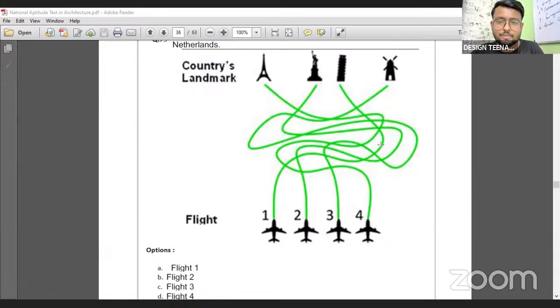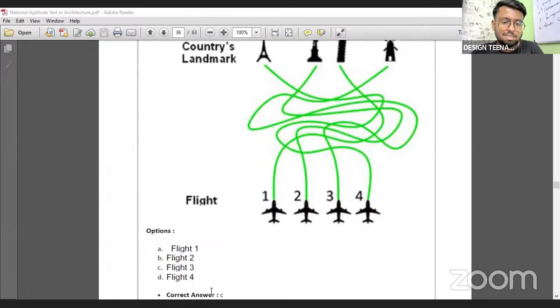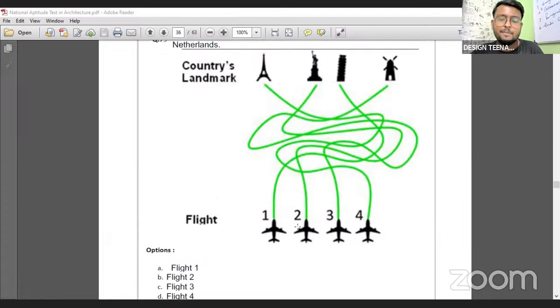This is the string. And it's going to 1. Option 1. What is our answer? C. That is flight 3. We have cancelled out 2. We have cancelled out 4. We have cancelled out 1 now. Then this one is located. Option 3 is the correct answer.